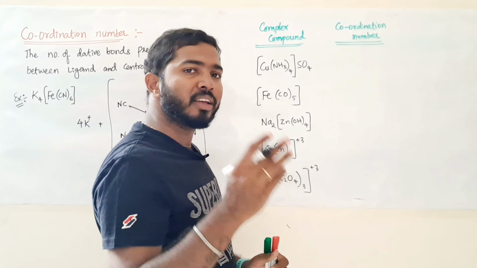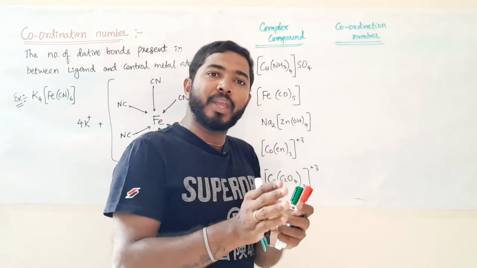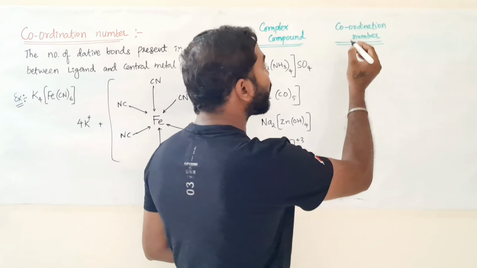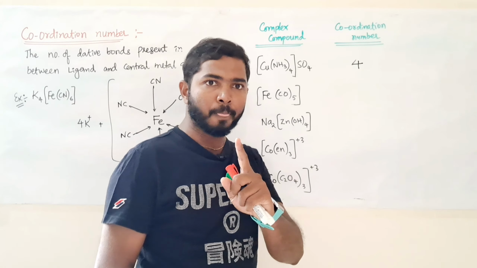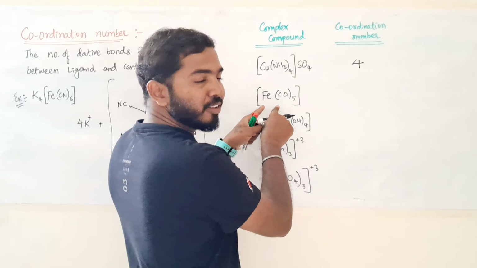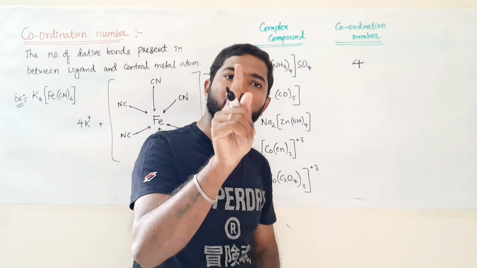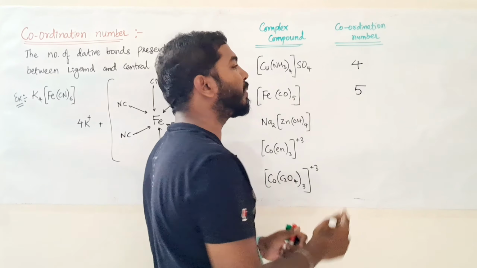So now if I ask you what could be the coordination number for copper in this complex, as I told you, one NH3 can donate one lone pair only, which means one NH3 can form one dative bond. 4 NH3s can form 4 dative bonds, then the coordination number must be 4. Hope you understood. Next, moving to the next one, that is Fe(CO)5. As I told earlier, CO can also form one dative bond. 5 COs are there, then the coordination number must be 5.